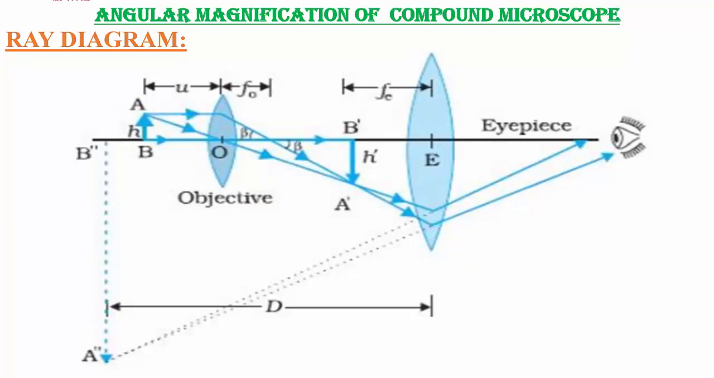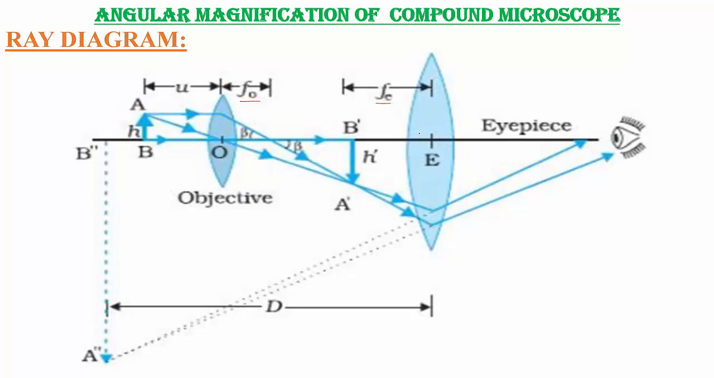So before going to derive angular magnification of compound microscope, let us observe the ray diagram. We already know that compound microscope has two converging lenses, the objective lens and the eyepiece. Objective lens has a small focal length denoted by F naught. Similarly, eyepiece has a moderate focal length, that means greater than the objective lens, and the focal length of eyepiece is denoted by Fe. So these are the two converging lenses, the objective lens and the eyepiece.